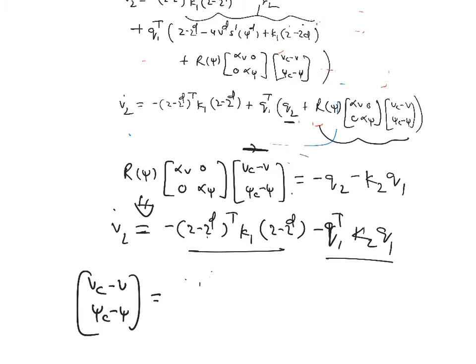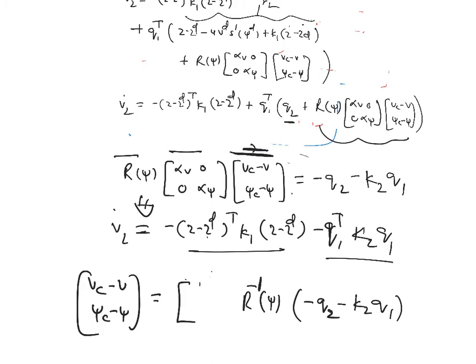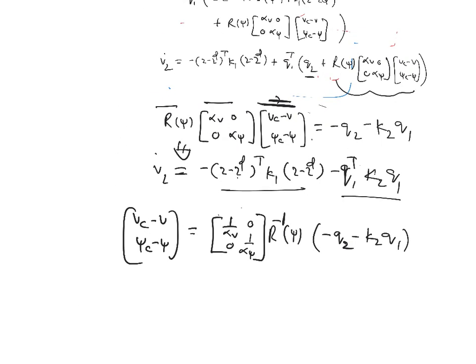Equals R inverse of psi of this term, right? Minus... I'm just trying to compute this quantity. So first R inverse multiplies this, and then the inverse of this, Q2 minus K2 Q1, multiplied by the inverse of this quantity, 1 over alpha V 0 0 1 over alpha psi. Okay, so that's our controller.